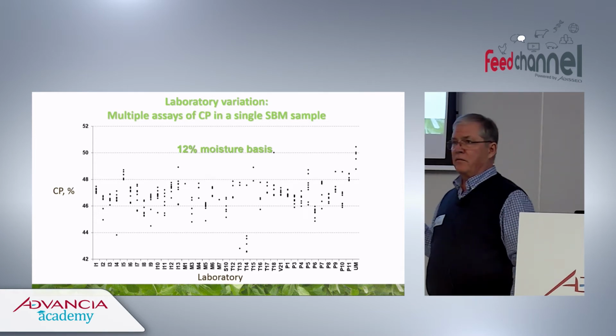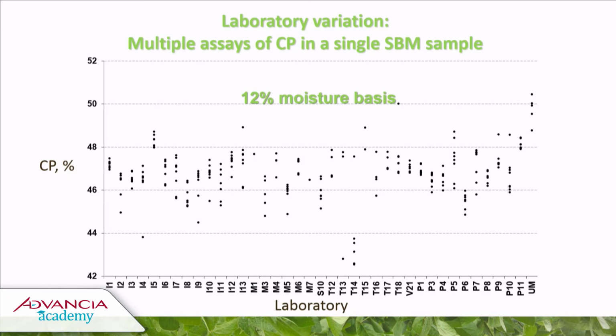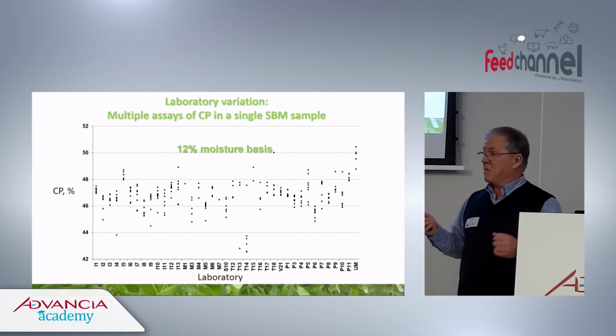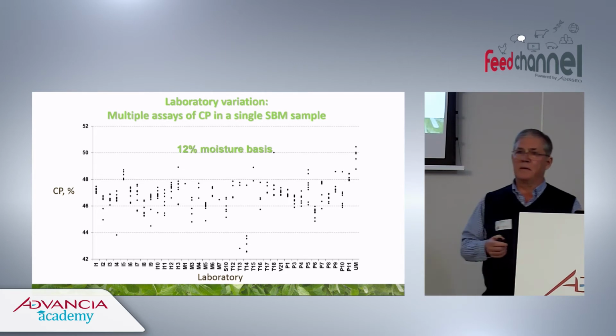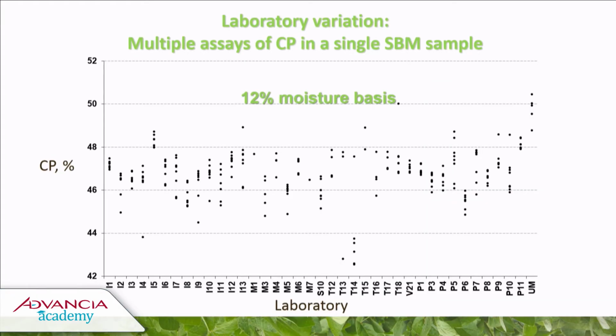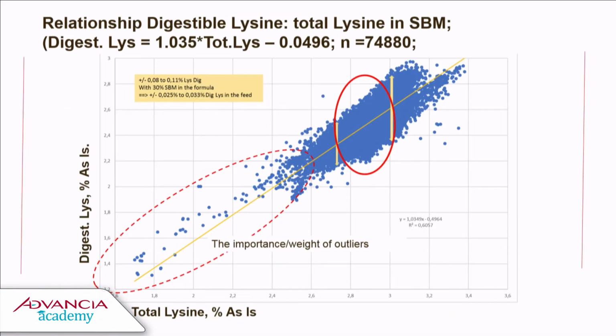So you can see here, crude protein. What's the crude protein content of that soybean meal? Is it the high one, the low one, or what? So not only are you dealing with variability of the stuff that you're buying, you're also dealing with a lot of variability within your own lab, from here to here or across different labs. So it's very difficult. So you have to think in terms of probability.